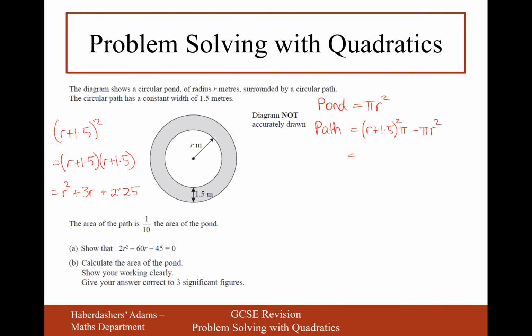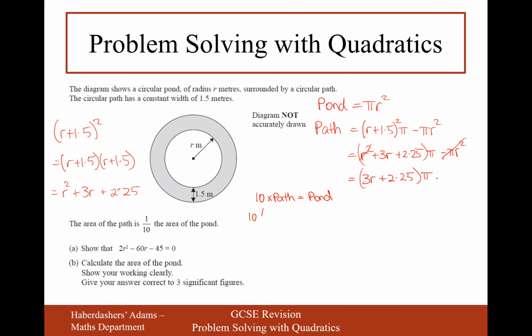Let's just double check that in the calculator. 1.5 times 1.5. Yeah, 2.25. So it's going to be r squared plus 3r plus 2.25, all times pi, minus pi r squared. Now you can see when I cancel out this and this, I'll just be left with 3r plus 2.25 lots of pi. Okay. So now I need to work out which way we need to multiply by 10. The area of the path is 1/10 the area of the pond. So what I need to do then is 10 times the path gives me the pond.